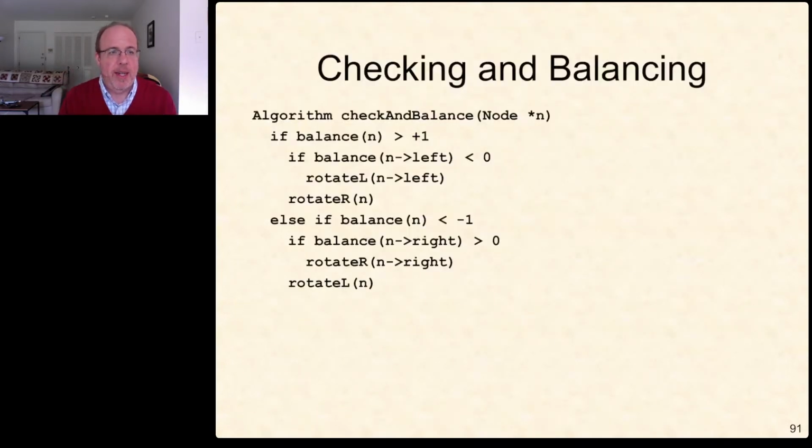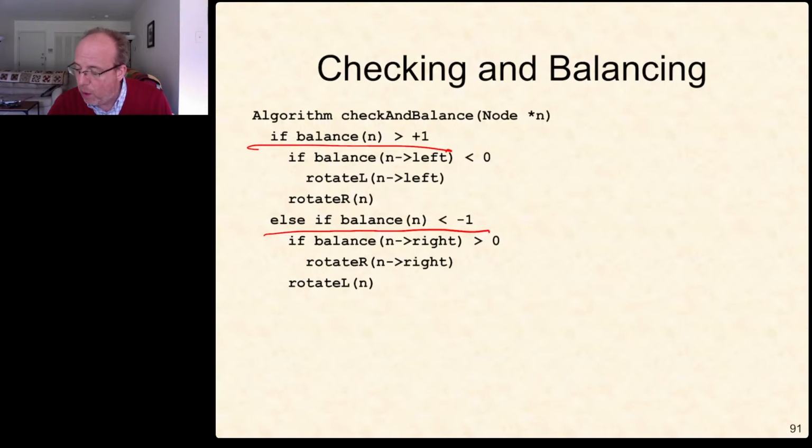Okay, so here's the basic idea. The basic idea is that we're going to insert, which is just this recursive descent insertion, and then as we unwind on the way back, we check the balance and rebalance if it's broken. So the outermost if the balance is greater than +1 or less than -1, we need to rebalance something. Additionally, remember, +1 means it's left heavy, -1 means it's right heavy.